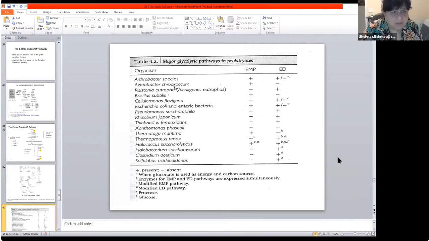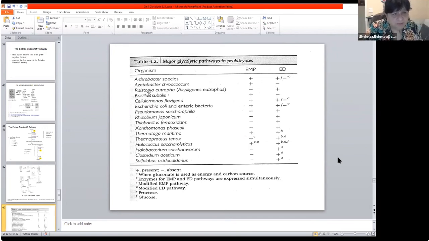So you are familiar with some names like Bacillus subtilis. Bacillus subtilis is your regular bacterium that uses the EMP pathway, and it does not have an ED pathway. It's a gram-positive bacterium anyway. ED will probably be found mostly in your gram-negative bacteria. So Escherichia coli, you are familiar with, and other enteric bacteria, they may have an ED as well as an EMP pathway. But then there are some which are very fancy bacteria that we are going to be talking about more and more, such as Rhizobium japonicum, Thiobacillus ferrooxidans and Xanthomonas phaseoli. These have nothing but the ED pathway. They don't have the EMP.